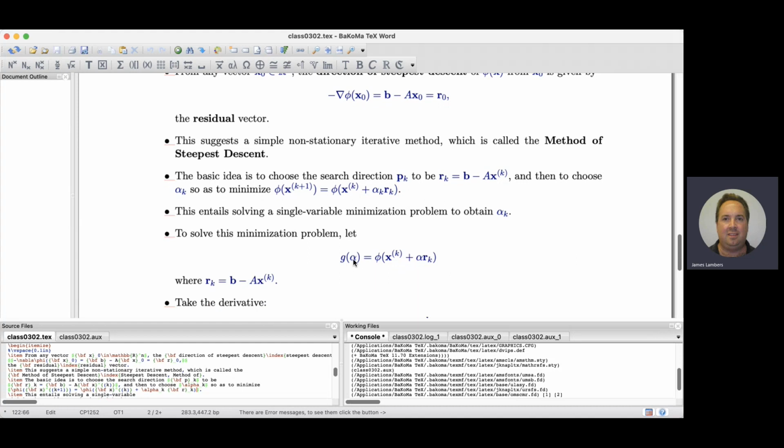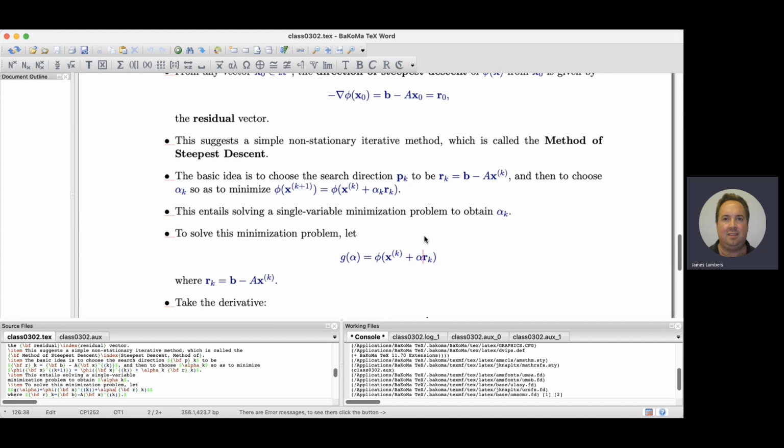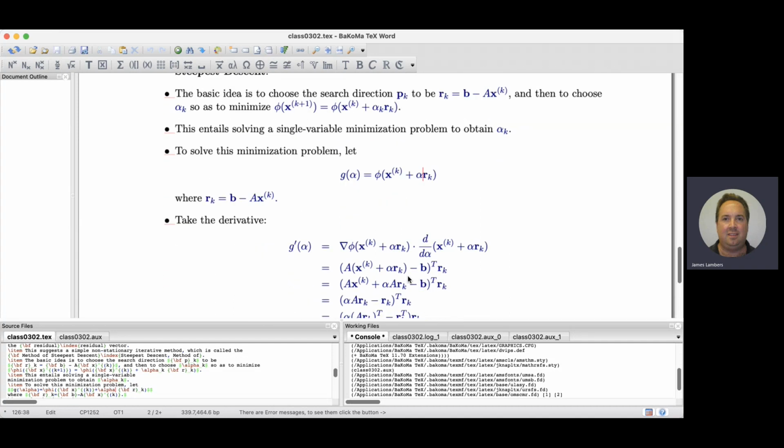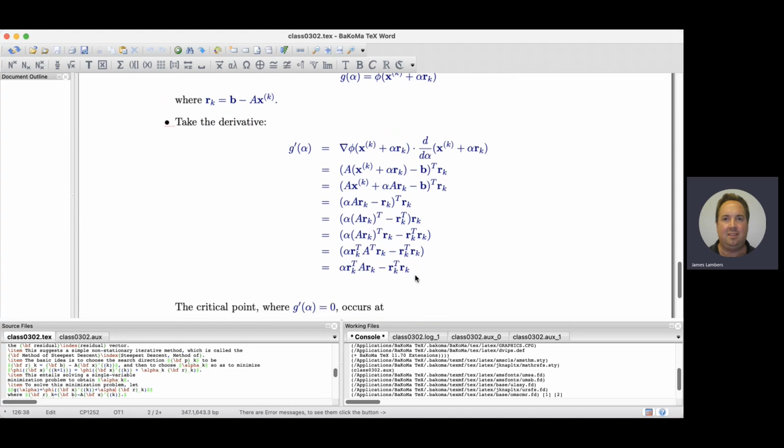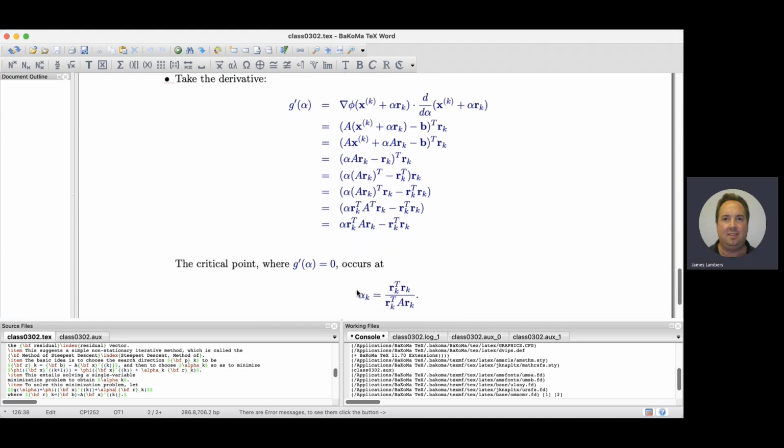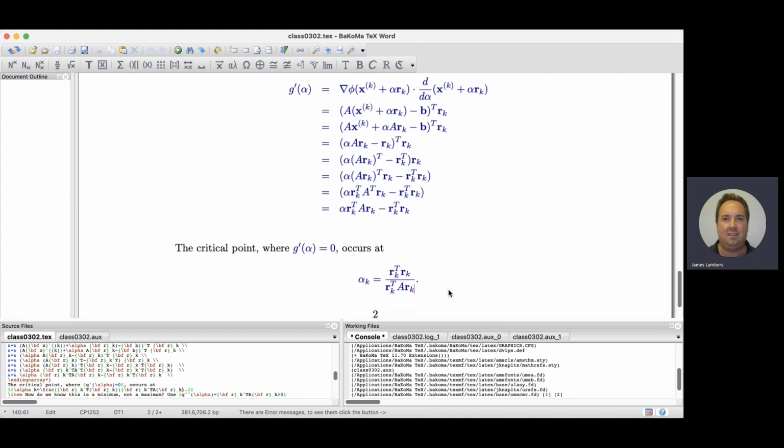I'll define the function g of alpha to be phi with this form for xk plus 1 plugged in, where alpha is unknown. Then we take the derivative, a bit of algebra here, and this is what we get. Then we set it equal to 0. So we get our root. This is how far we go along that search direction. Keep in mind, because A is symmetric positive definite, this quantity is always strictly positive for a non-zero residual, so we don't have to worry about division by 0.